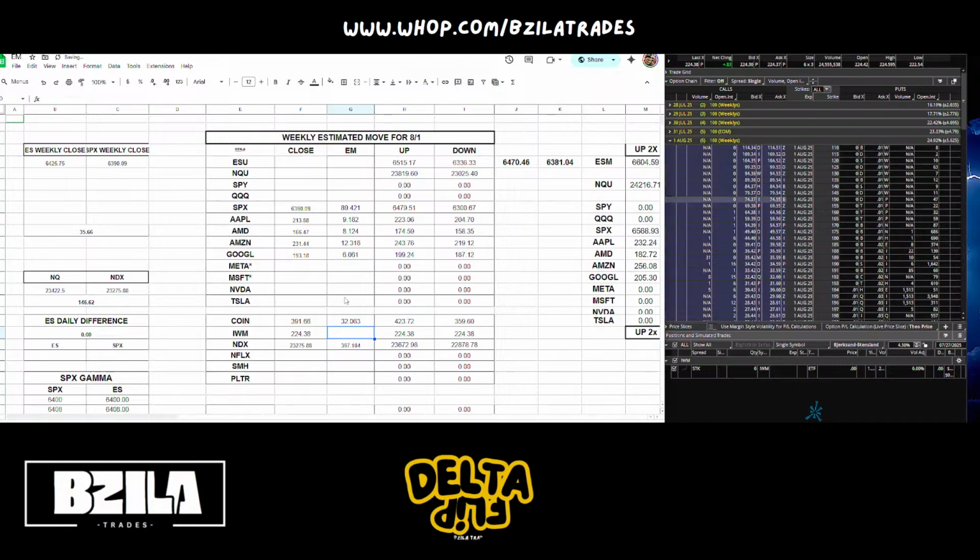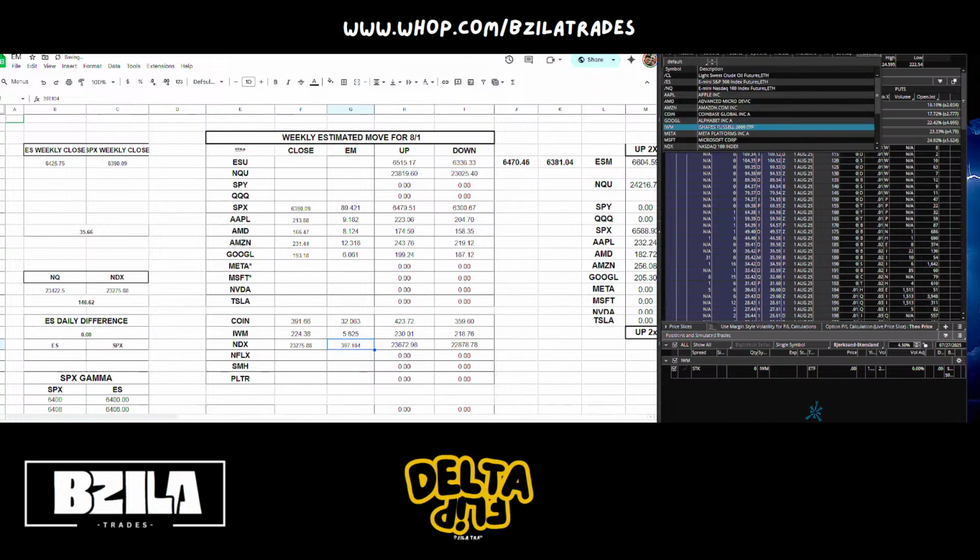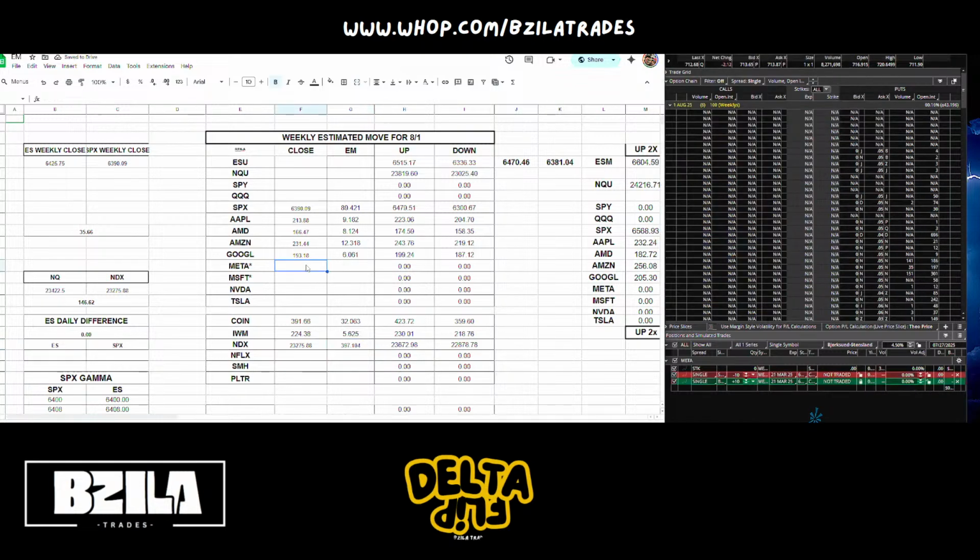IWM 5.65. Meta has earnings, 43 points, pretty good.